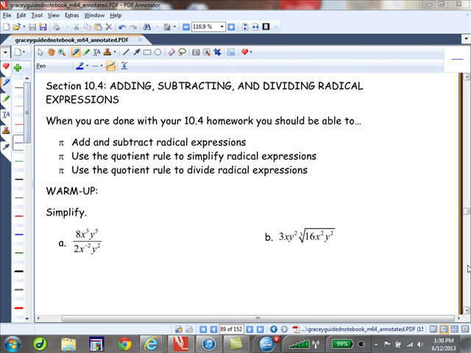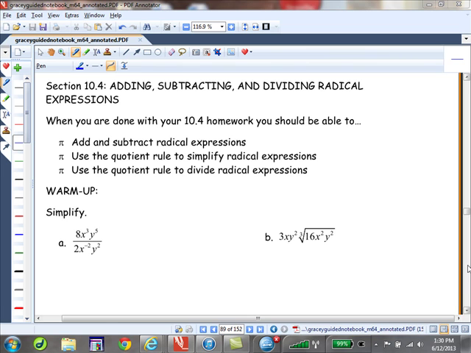So why don't you guys go ahead and do these warm-ups, A and B. So pause the movie and do the warm-up. On your mark, get set, go. Alrighty, let's see how you did.